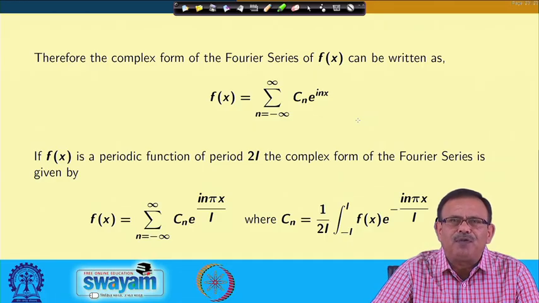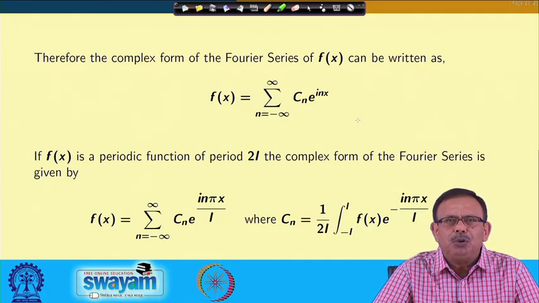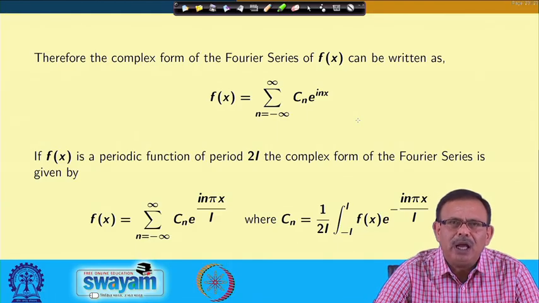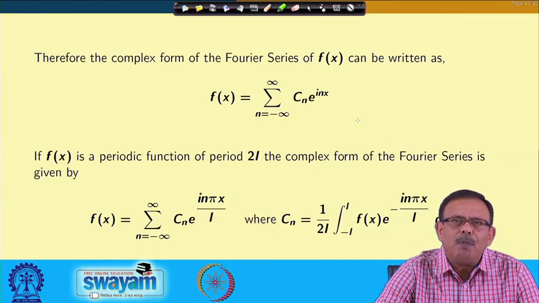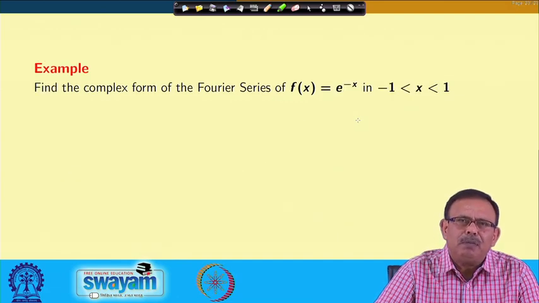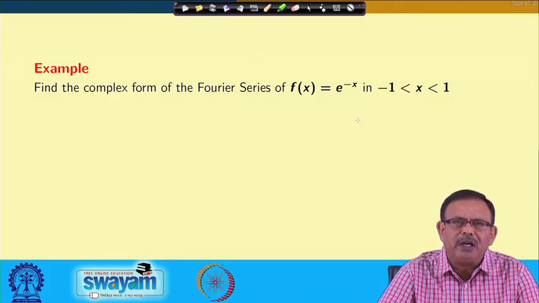This is the similar form whenever your period is changing from 2π to 2L, and C_n will be equal to 1 by twice L, integral from minus L to L of f(x) into e^(-i n π x / L) dx. So, this is the complex Fourier representation form of a function f(x), which may be defined in minus π to π or from minus L to L.